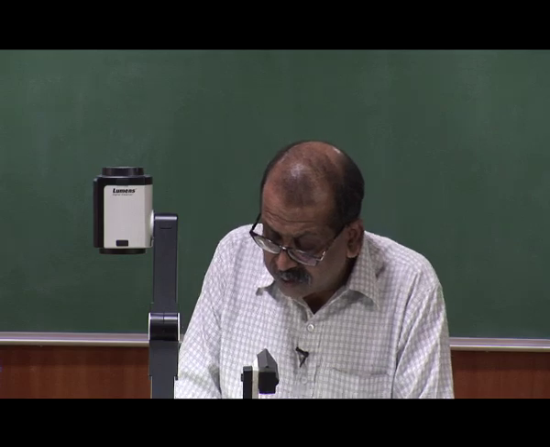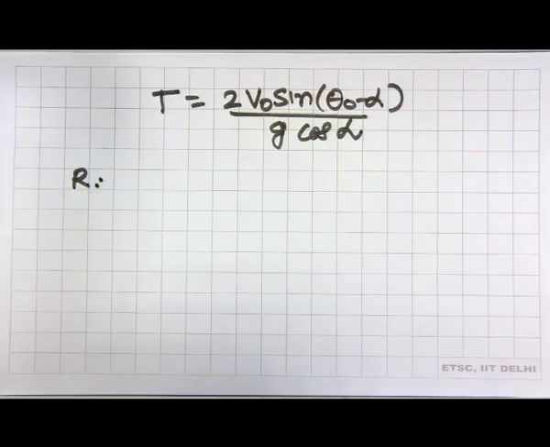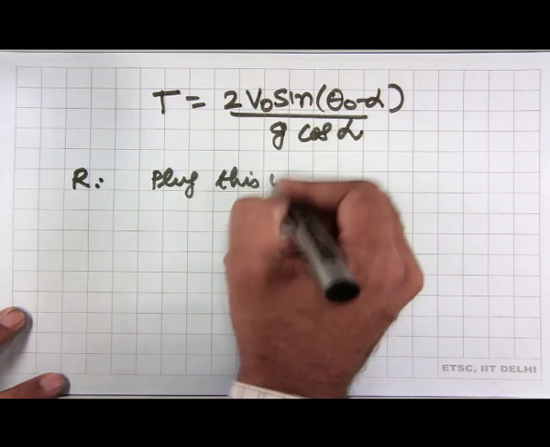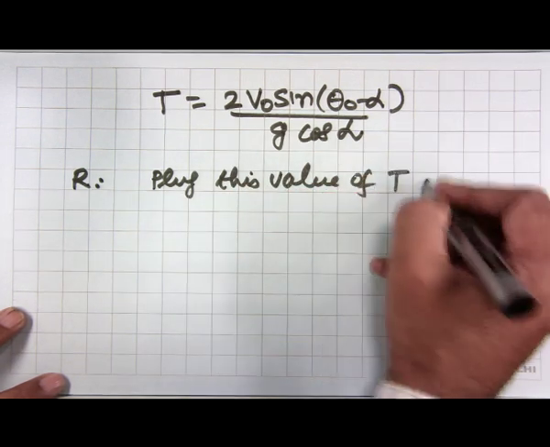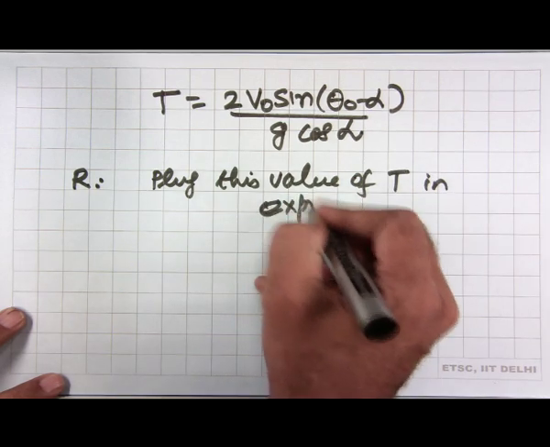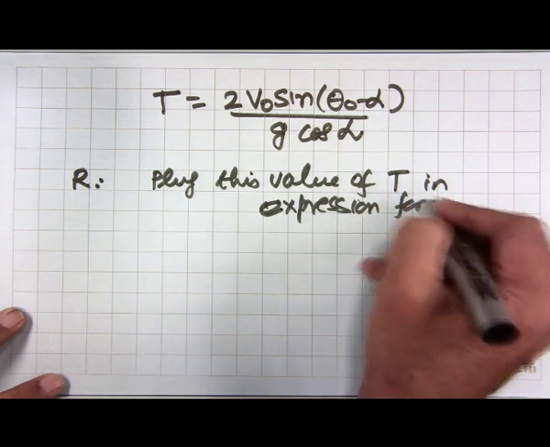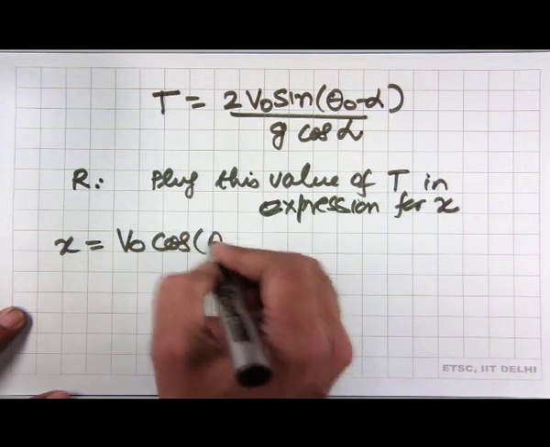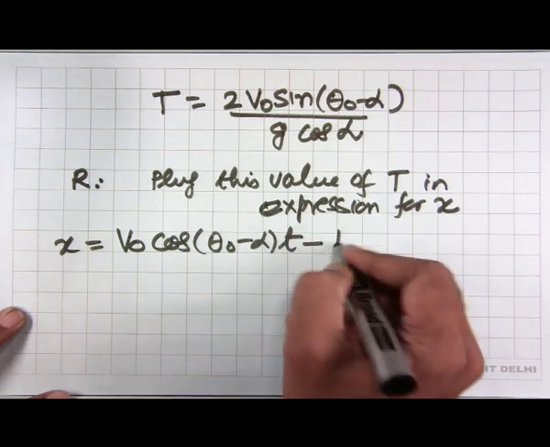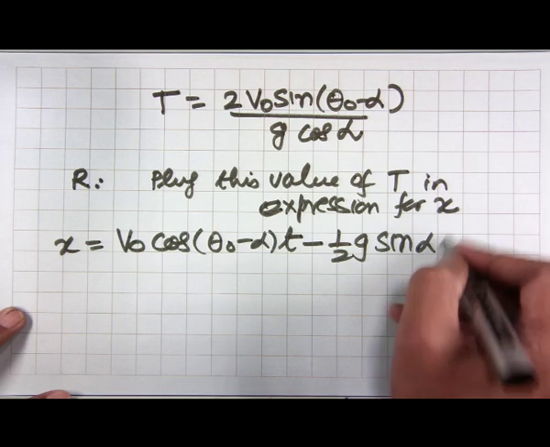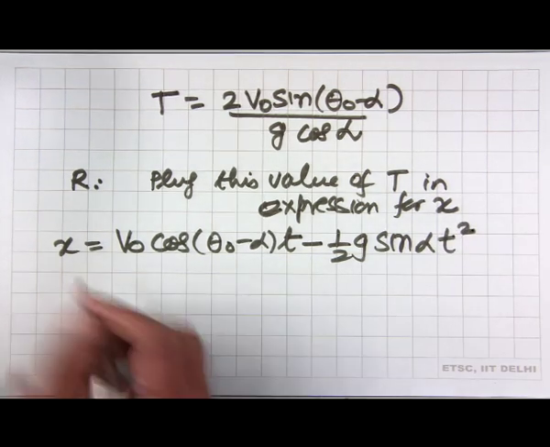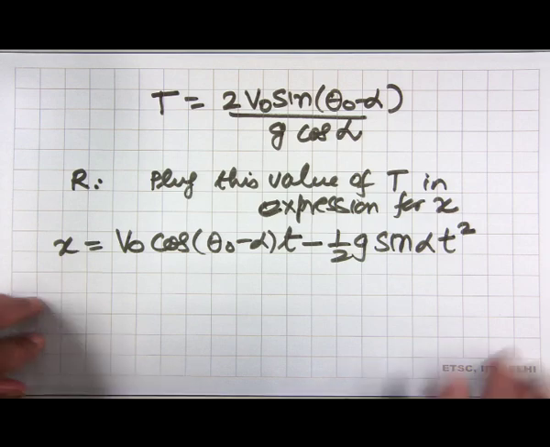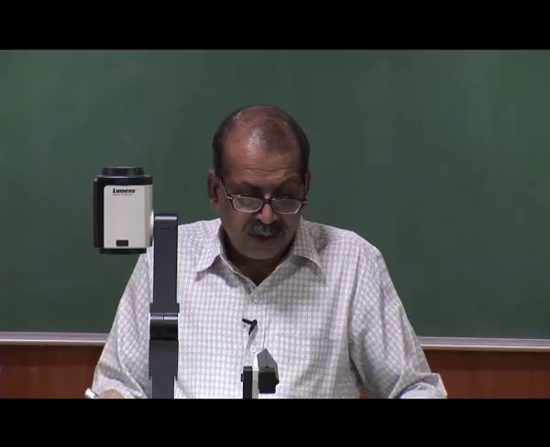Now, we have to find the expression for range. One way of doing this is we can plug this value of t in the expression for x, which was x is equal to v0 cos(theta 0 minus alpha) t minus half g sin alpha t squared, and that will give us the value of r. But we can also look at this in another way, and that will be slightly simpler numerically.